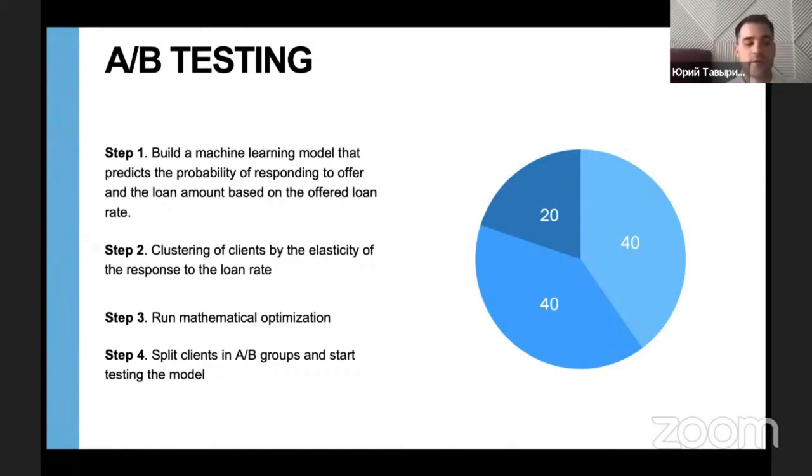We have been smoothly implementing this model on our clients. We started with 15% of the flow for which this model works. And now, according to our models, the rate is set for half of the flow. This is where my story about the elasticity model ends, and I will give the word to my colleagues. And thank you for your attention.